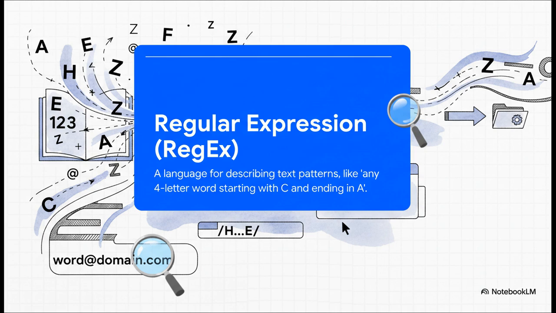Okay, think of it this way. Instead of searching for a specific word, like cat, you use RegEx to describe a pattern. You could tell it, hey, find me any three-letter word that starts with C and ends with T, and it would find cat, cut, cot. Or you could get way more complex, like find every single email address in this entire 100-page document. RegEx is just the language you use to write down those rules.